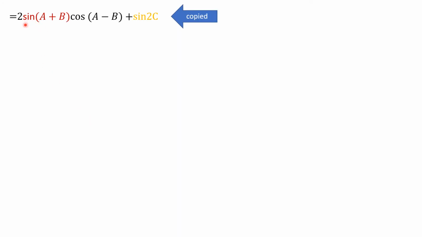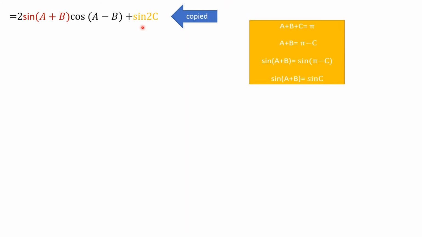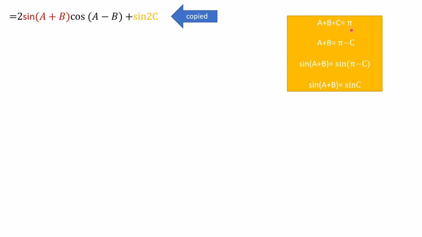We have copied this line from the previous page as it is to avoid confusion. Now, by question it has been given that A plus B plus C is equal to pi. We can write this as A plus B is equal to pi minus C. Then operating sine on both the sides, and we know sin(pi minus C) is sin C. So ultimately sin(A plus B) is sin C. Remaining terms are copied as it is.